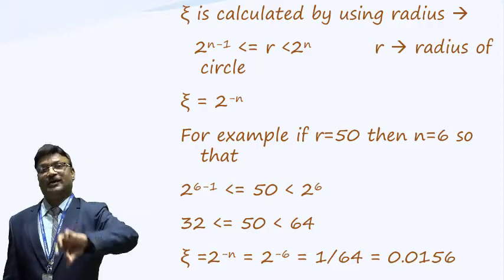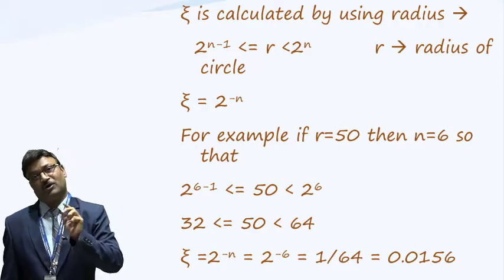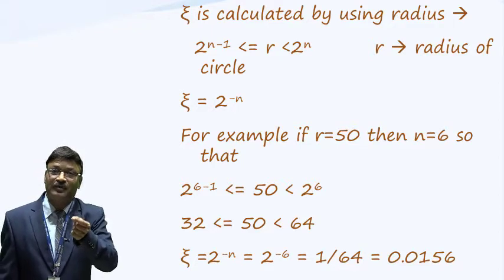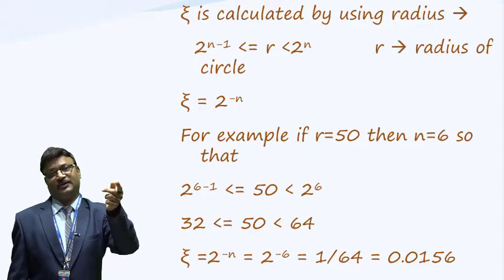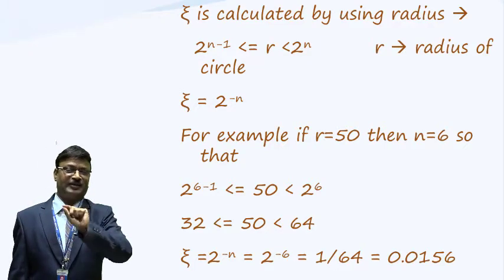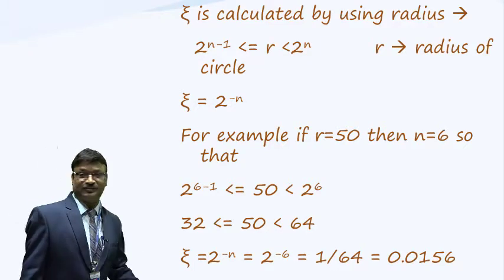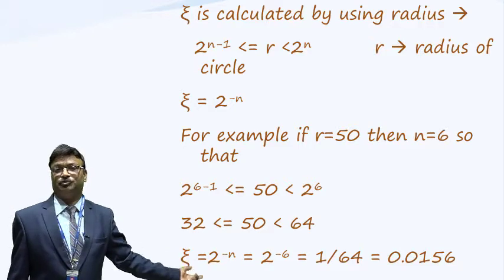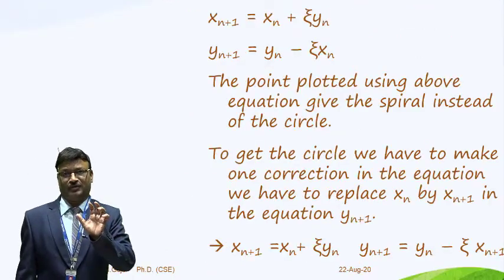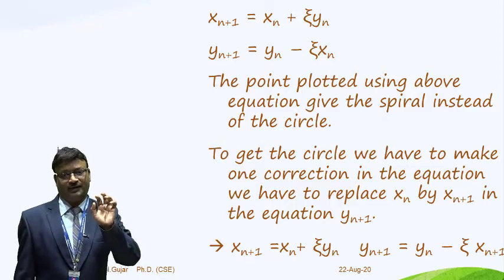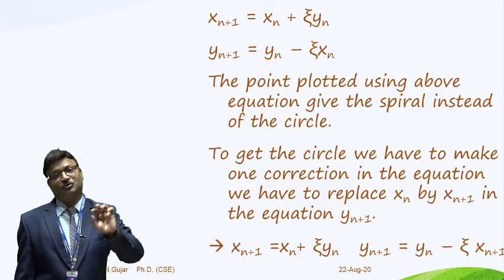Then you can calculate the epsilon value. So put this 6 value here, so that is 2 raised to power minus n, and I have put 1 by 64, so 1 by 64 becomes 0.0156. This is the fractional value only, which you have to add. Now apply this fractional value to your equation.